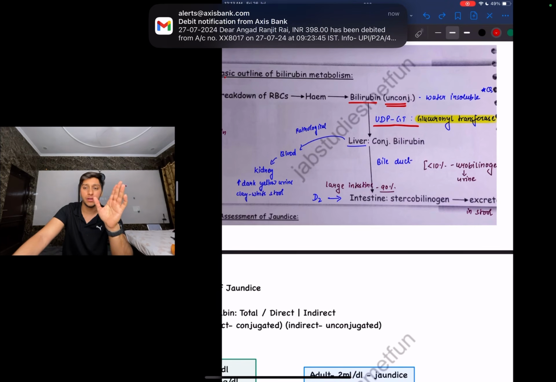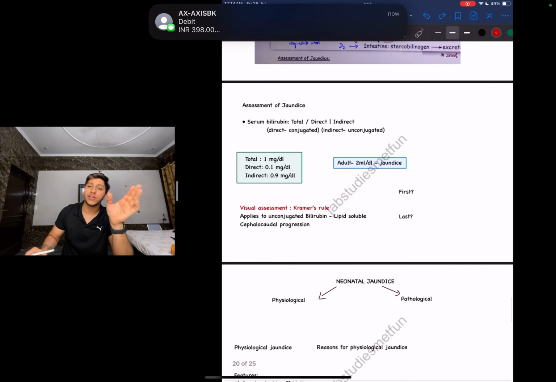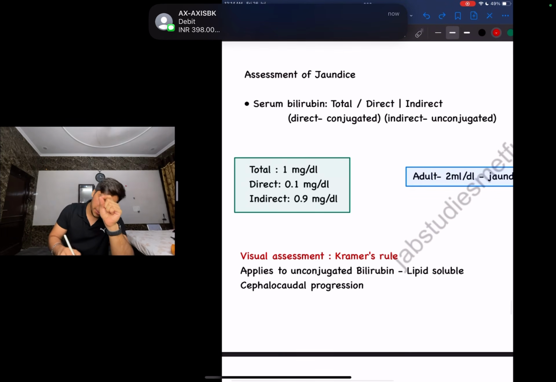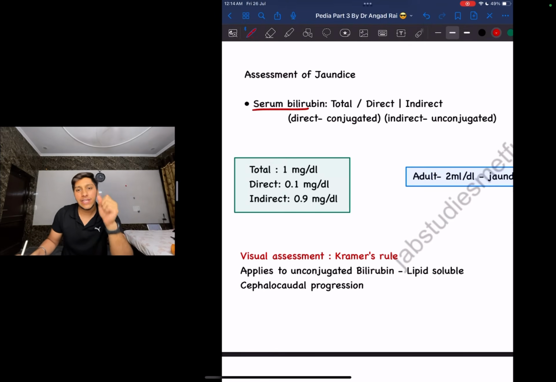This is the example. Talking about assessment of jaundice now, guys. You assess jaundice based on the serum bilirubin. Serum bilirubin in the LFT reports is of three types: total, direct, and indirect. Direct represents the conjugated type of bilirubin, where with the help of UDP glucuronyl transferase we transfer unconjugated into conjugated. Indirect bilirubin is the unconjugated bilirubin. Indirect, unconjugated; direct, conjugated. Simple.